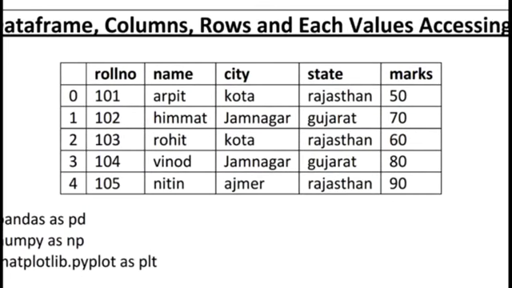This table has several rows, each holding a particular student's data. Suppose roll number 101, name Arpit, city Kota, state Rajasthan, marks 50. Roll number 102 Himmat, Jamnagar, Gujarat, 70. In the third row 103 Rohit, Kota, Rajasthan, 60. In the fourth row 104 Vinod, Jamnagar, Gujarat, 80. And the last row 105 Nitin, Ajmer, Rajasthan and 19.